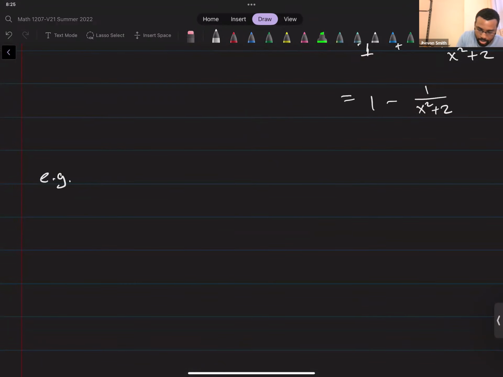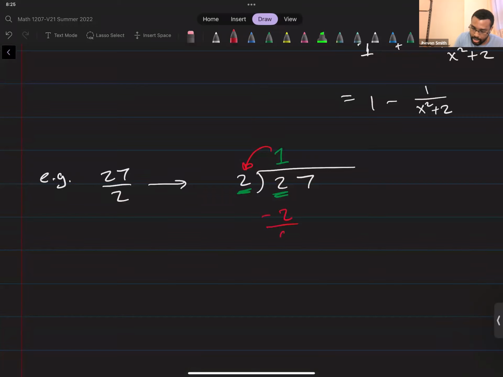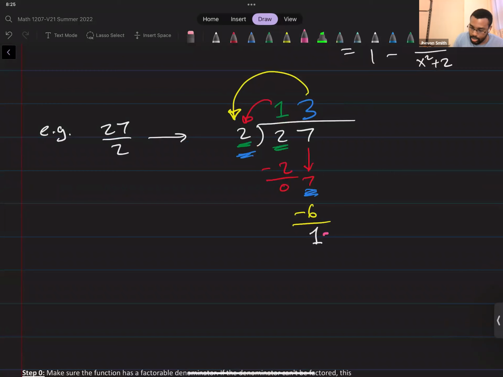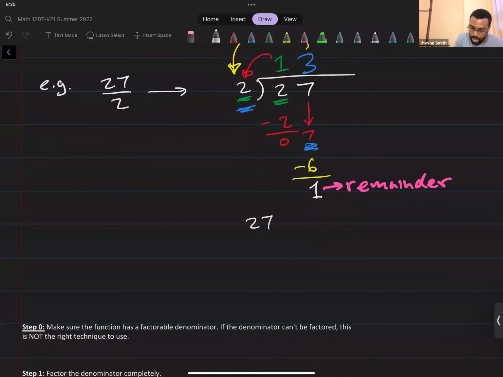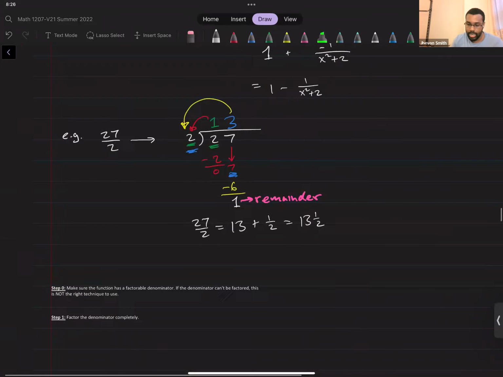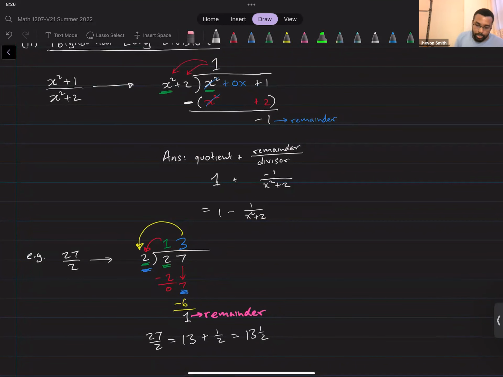So a numerical example might make this make a little bit more sense. Let's say I wanted to take 27 divided by 2. You think of this as 2 dividing into 27. You take the 2 divided into the 2, that goes 1 time. You take the 1 times the 2, you get 2, you subtract it, so that's 0, you bring down the 7. Then you take the 2 into the 7, and that goes 3 times. You take the 3 times the 2, you get 6, and then you subtract that. You end up with 1. 2 does not go into 1, so this guy is your remainder. And so the quotient is that number on top, so it's 13. So 27 over 2 is actually 13 plus 1 over 2, or 13 and a half. So you're taking the same idea, but applying it to polynomials now. And you can actually do that.